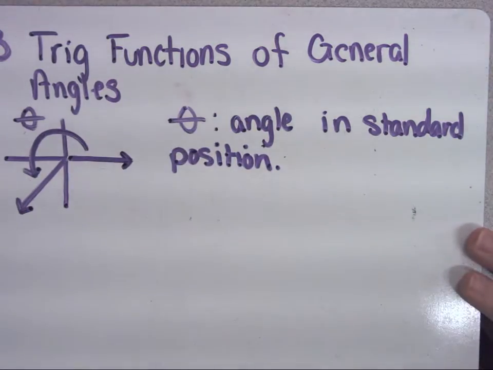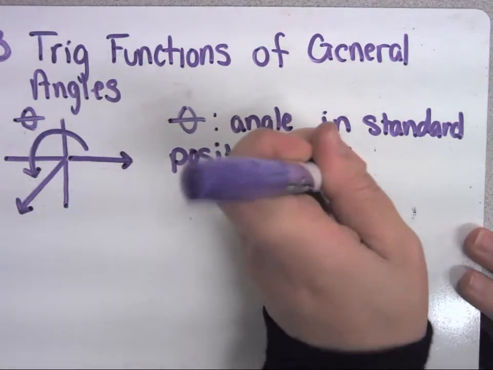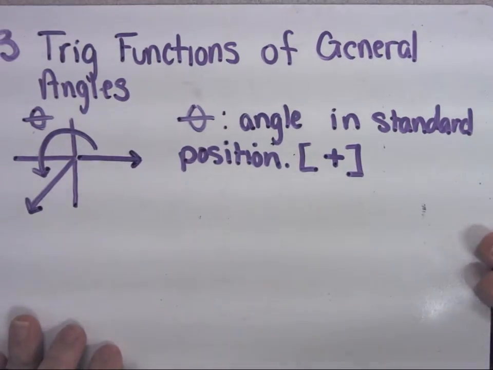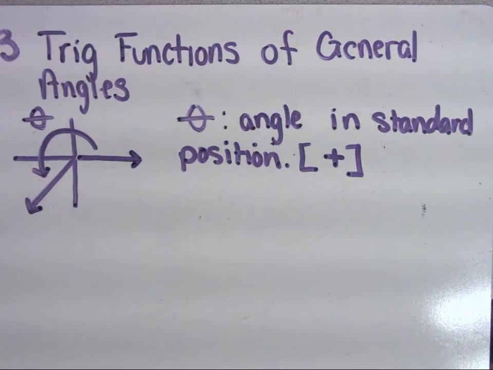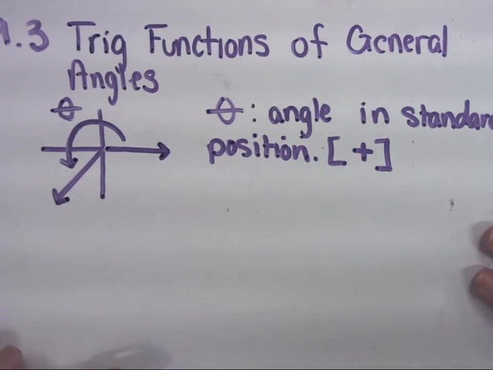Now, the important thing about standard position is it has to be positive. So everything we do from now on has to be positive. If they give you a negative angle, we're going to have to change it so it is positive, which is why you had to learn what coterminal angles were, so you could change it by adding 360 so that it would change to be a positive angle.